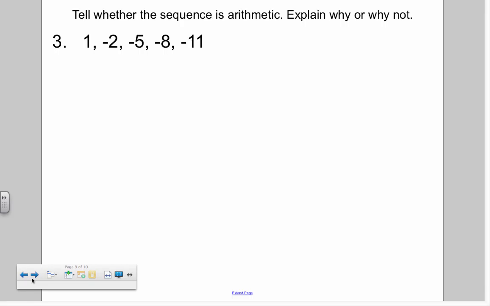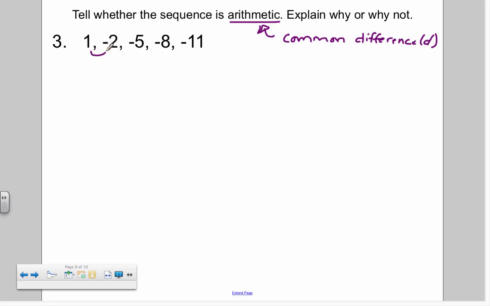Well, to do this, we have to understand what arithmetic means. And arithmetic means that I have a common difference. And usually we say that the common difference is D. And it has to be a common difference from one term to the next. I also call that a constant first difference. So let's take a look now and see if we have a common difference.